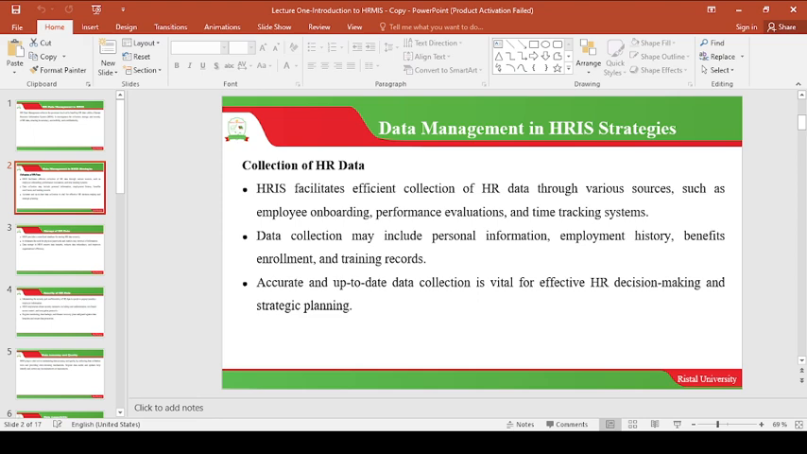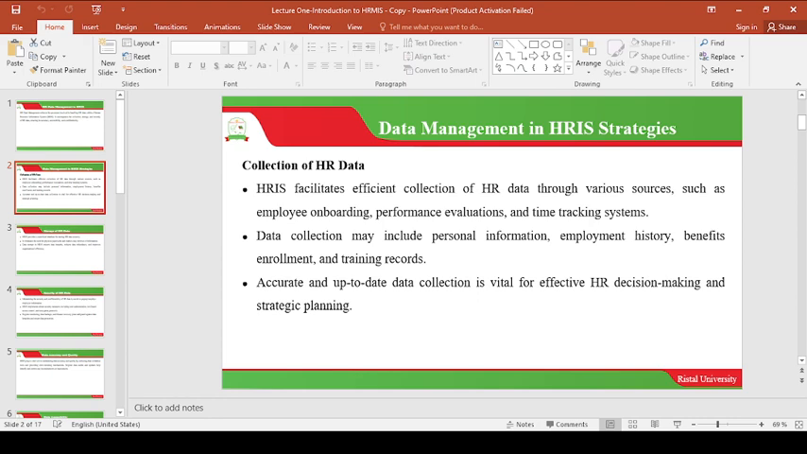So we have to keep that data. That data is very important when it comes to training programs. If you don't have the data on performance of the employees, then it becomes very difficult for you to give relevant training to those particular employees. So the time tracking system is also very important in terms of reporting for work and leaving the office. You need to have that also in your data management.